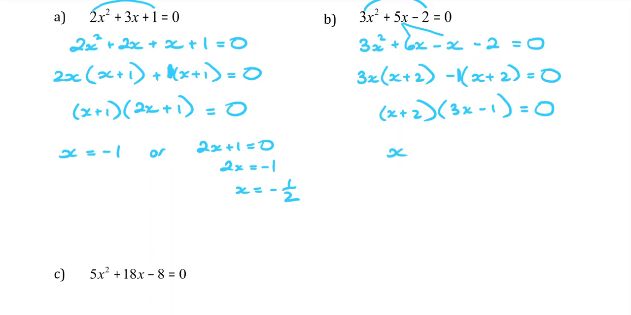Then using null factor, I get x is equal to minus 2 from the first bracket, and from the second bracket, I get x is equal to 1/3.